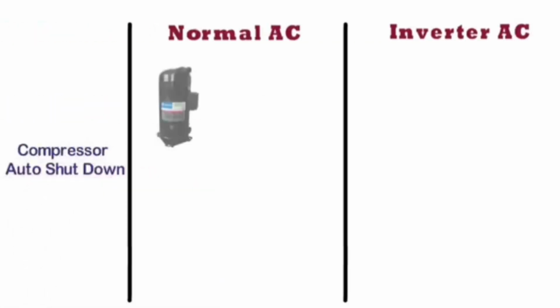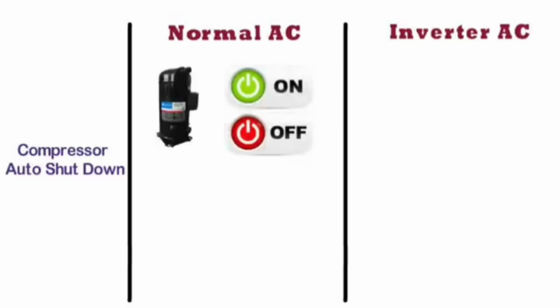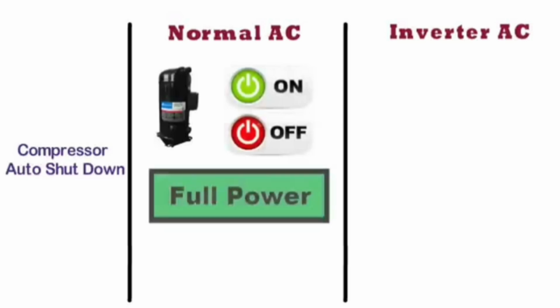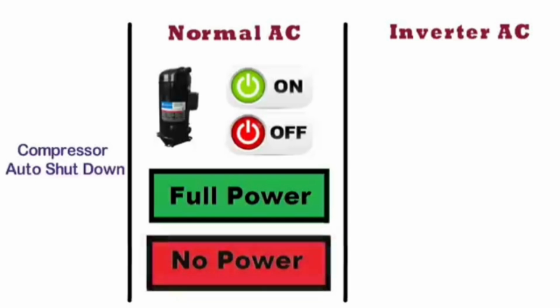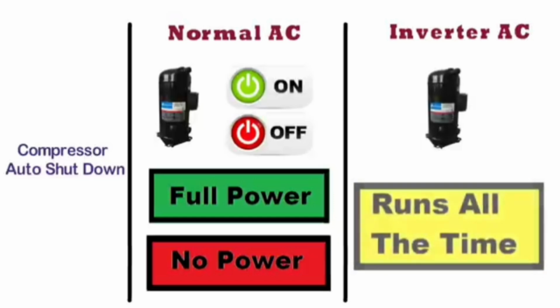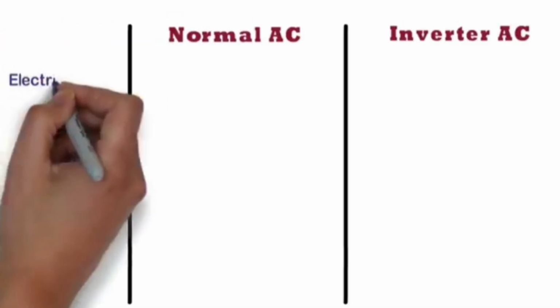Compressor auto shutdown. In case of normal AC, the compressor gets switched off and switched on frequently. The compressor of normal AC either operates at full power or no power for maintaining the required temperature. Whereas in case of inverter AC, the compressor runs all the time constantly to regulate the required temperature.